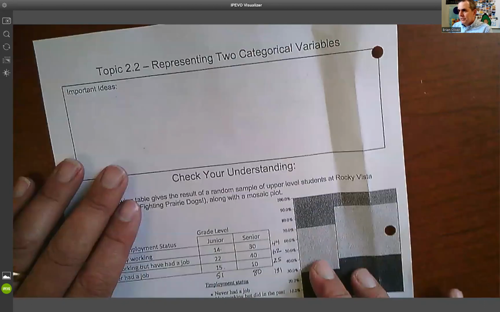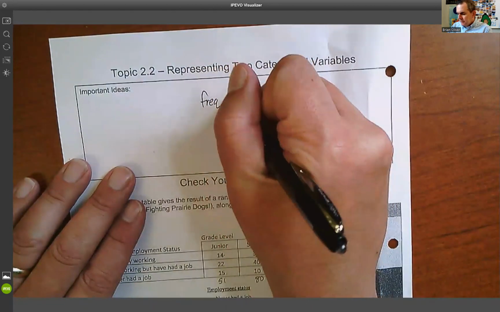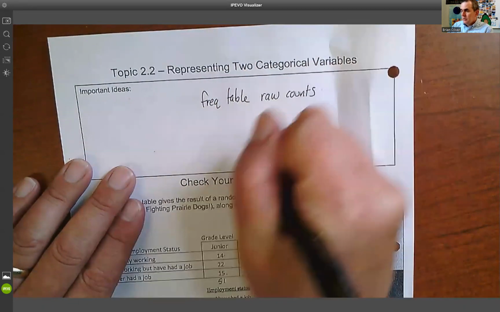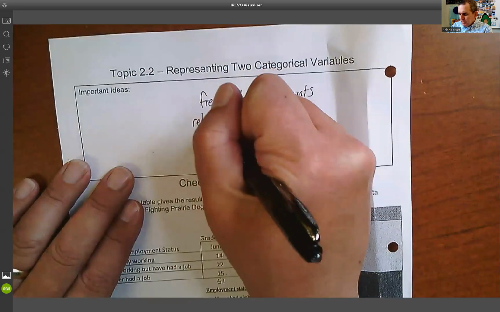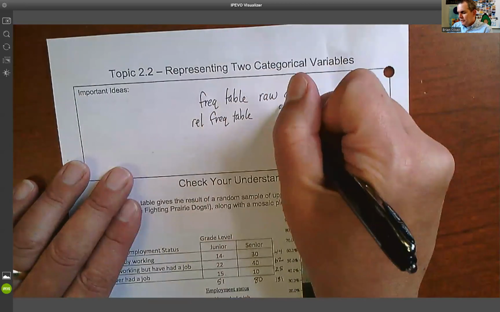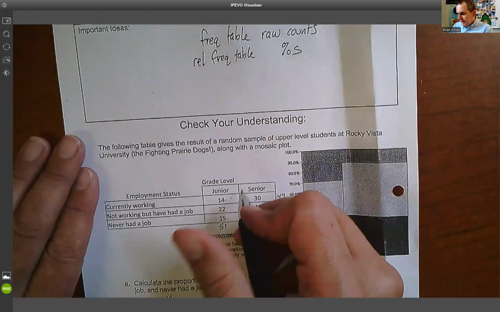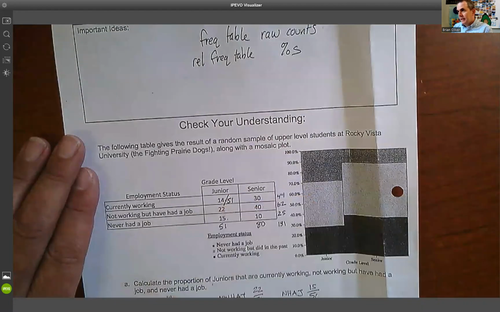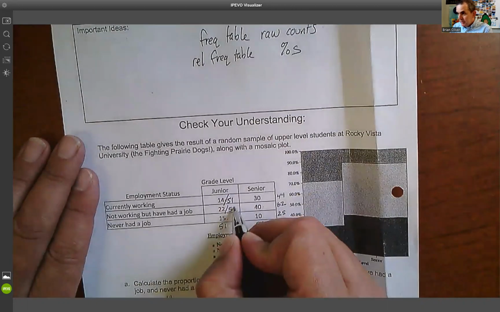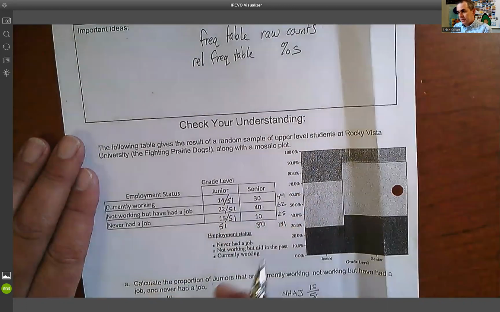So to summarize, what we talked about today is a frequency table. A frequency table is your raw counts. We talked about a relative frequency table, and that's turning those raw counts into percentages. So this would be a frequency table. If I made it 14 out of 51, this would now be a relative frequency table. So 22 out of 51, 15 out of 51, there's my relative frequency table. I've turned them into percentages.